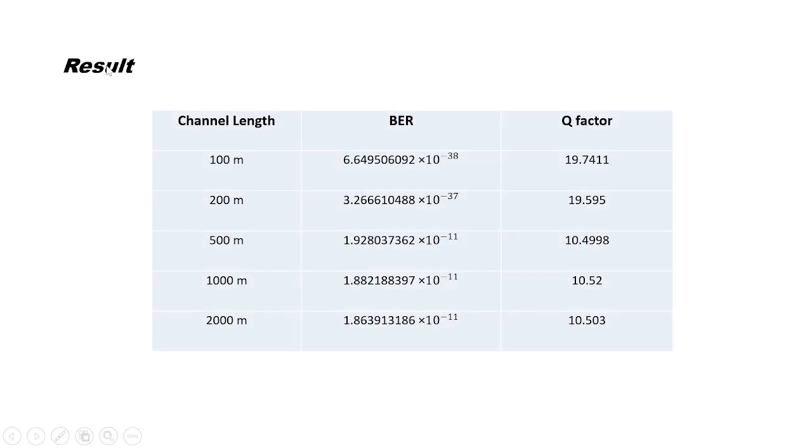Results. This table shows the results. Channel length ranges from 100 meters to 2 kilometers, and we report results up to 4 kilometers for bit error rate and Q factor. This is shown at 100 meters. The result is 6.6 times 10 to the minus 38 for the bit error rate, and 19.7 for the Q factor.